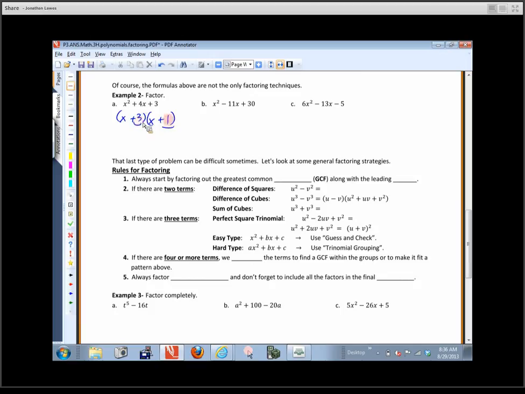Okay, let's double check. Do they multiply to be positive 3? Yep. And when I multiply here and here, I'd get a 3x plus a 1x. Would those combine to be the right middle term? They would. Okay, so that's the correct factoring. So let's do this one.